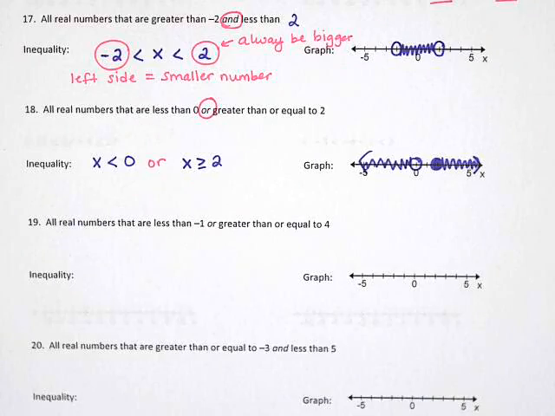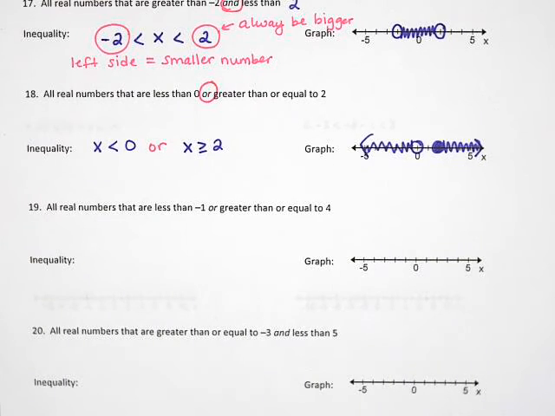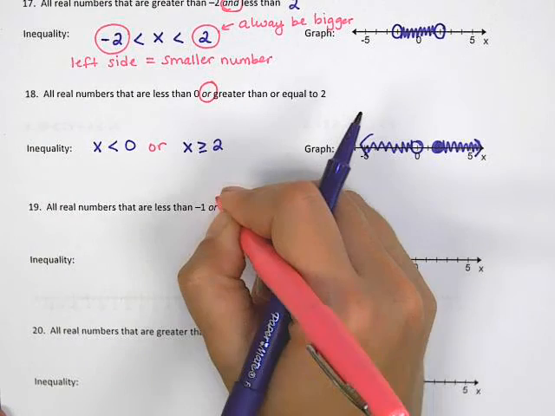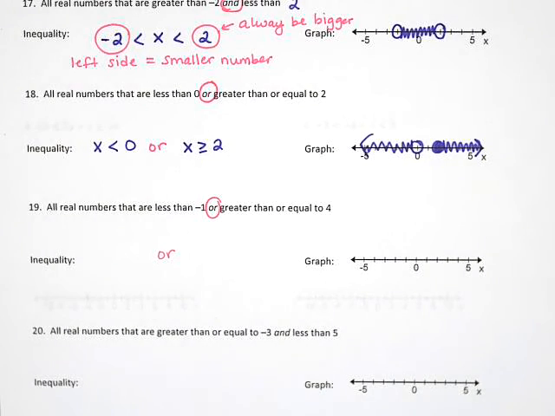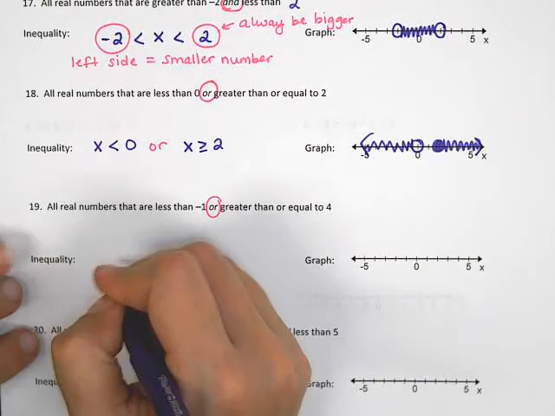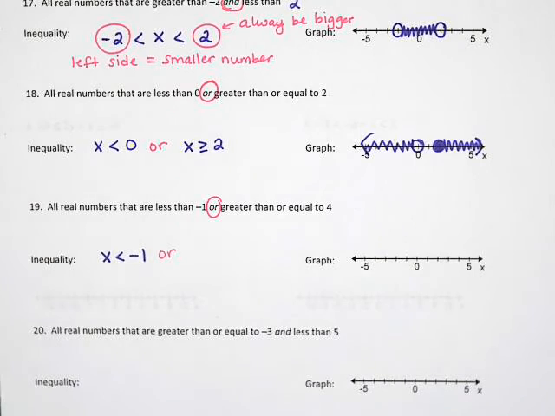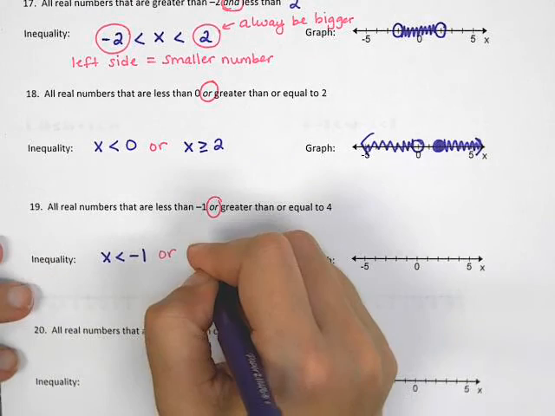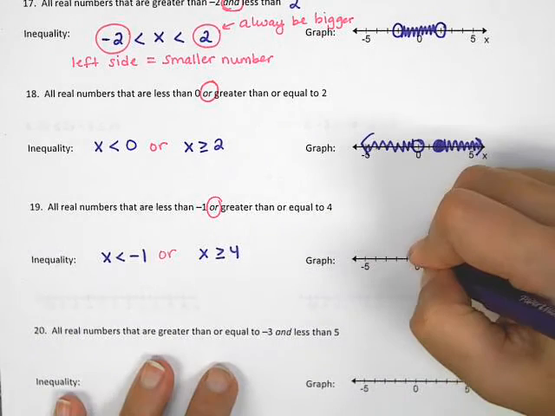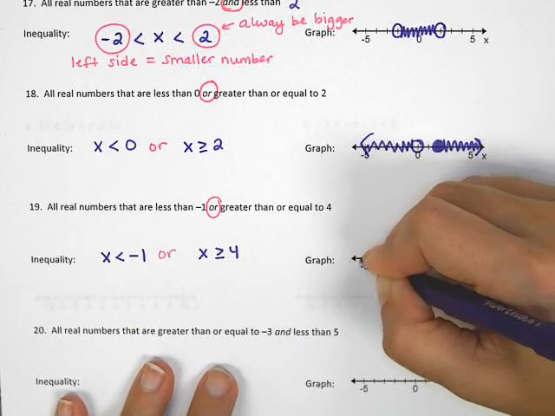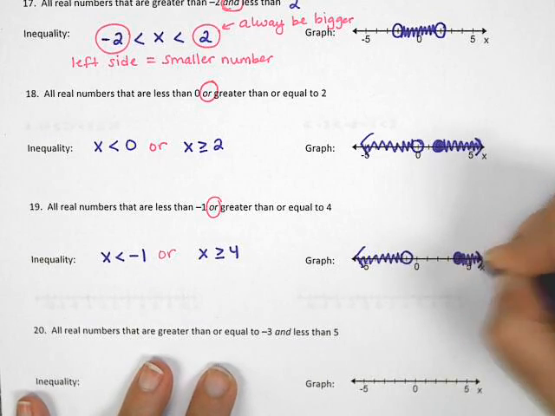Just a few more problems here to make sure we really get this. Number 19, all the numbers that are less than negative 1 or greater than or equal to 4. The first thing I notice is the word or, so I know I'm going to have two separate problems. The left-hand side says the numbers that are less than negative 1. So x is less than negative 1. And then the right-hand side says greater than or equal to 4. So I would say x is greater than or equal to 4. Open circle on the negative 1, shade to the left. Closed circle on the positive 4, shade to the right.